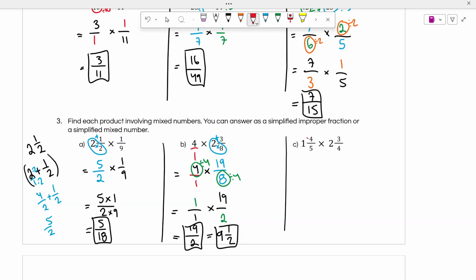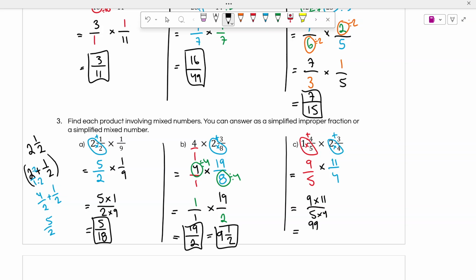Okay, it doesn't matter if both of our numbers are mixed numbers. We do want to convert them both to improper. So 1 times 5 is 5, plus 4 is 9 fifths. And then 2 times 4 is 8, plus 3 is 11 fourths. I don't see any cross-reducing we can do here. So we're just going to go ahead and multiply top by top, bottom times bottom.